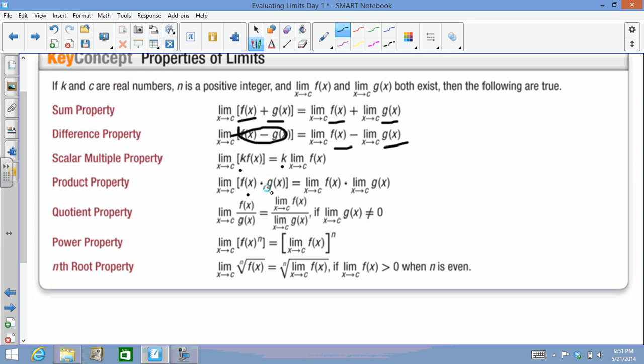I also have a power. I can take the limit of the inside part of my function and take the exponent and put it on the outside. And I also can take a limit of a root and get the same thing. All of those are found in your book, and I think it's a little bit easier if we just apply them as usual, as opposed to just looking at the particular rules.